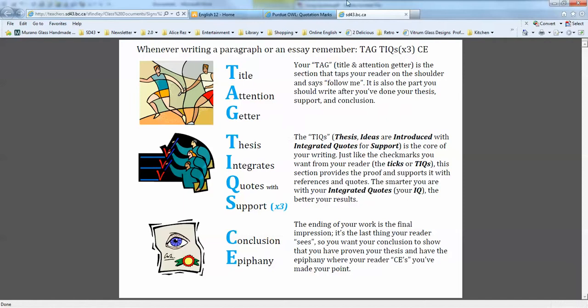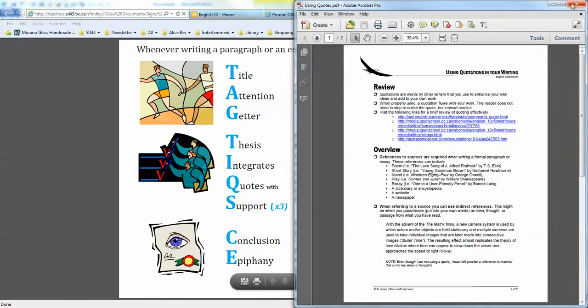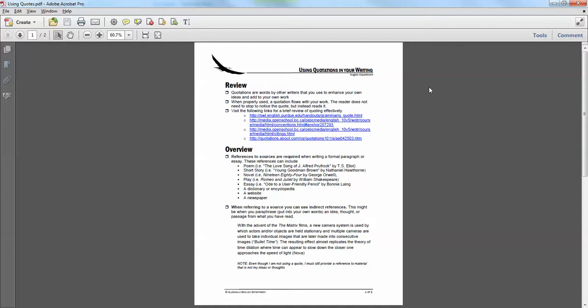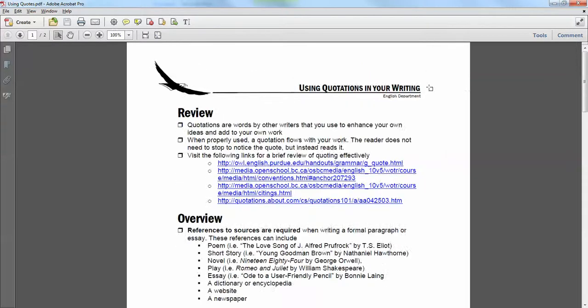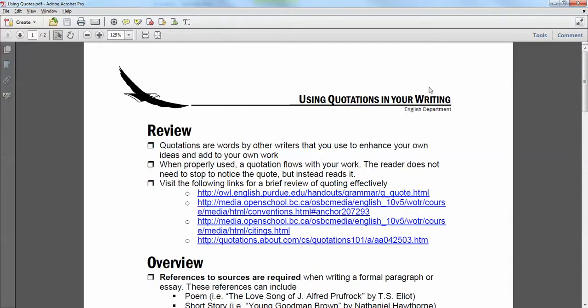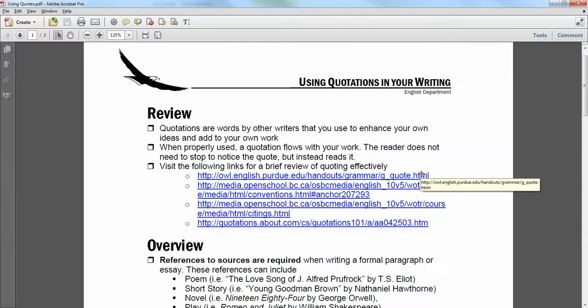So with that in mind, what we've got is a handout that I have available for us online about using quotes in your writing. And there are lots of resources that you can actually use, lots of sites, and we have these links available to you in our document. But the idea is that you use these words written by other writers to enhance your own ideas and to add to your work. And the idea is that a quotation should flow within your own sentences.